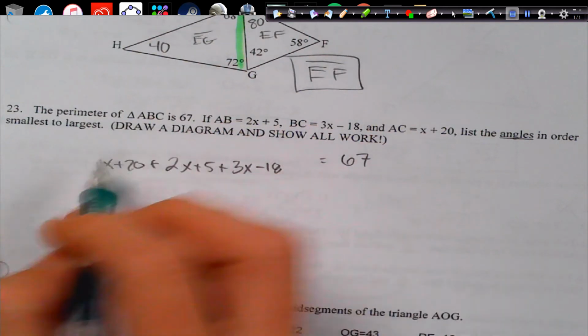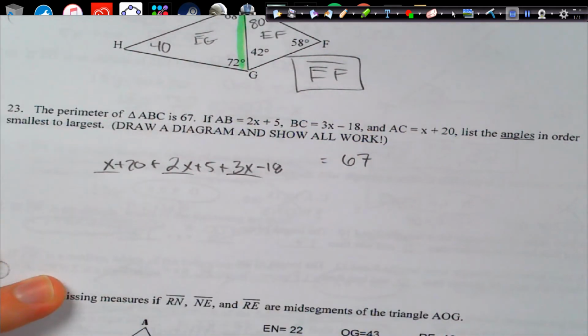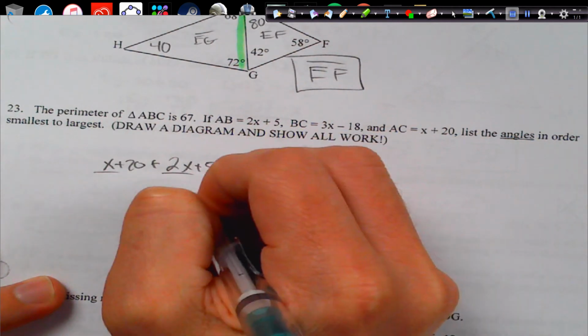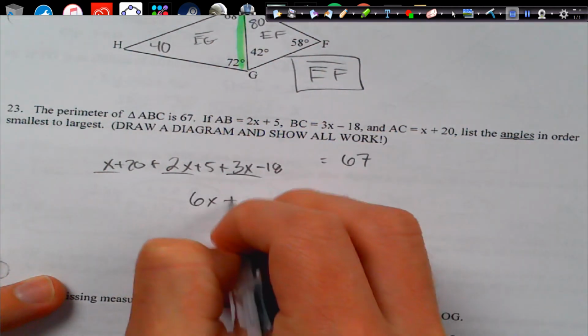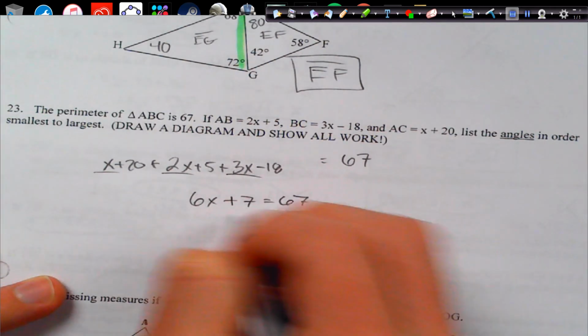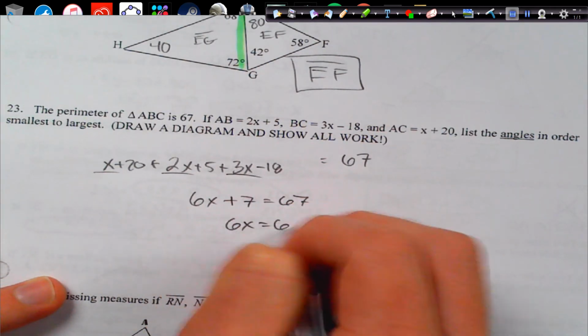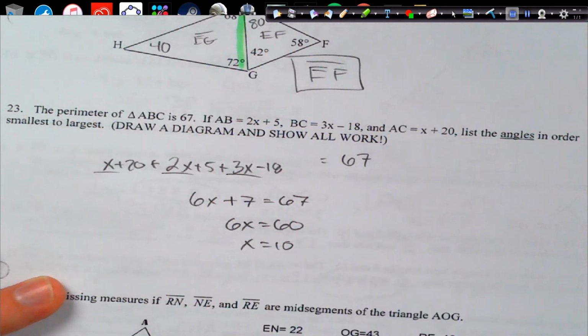All right, moving on. X, 2x, 3x. Add those three together. We get 6x. 20 plus 25 minus 18. That's going to give me what? Plus 7. Subtract the 7, we get 6x equals 60. X is going to equal 10.